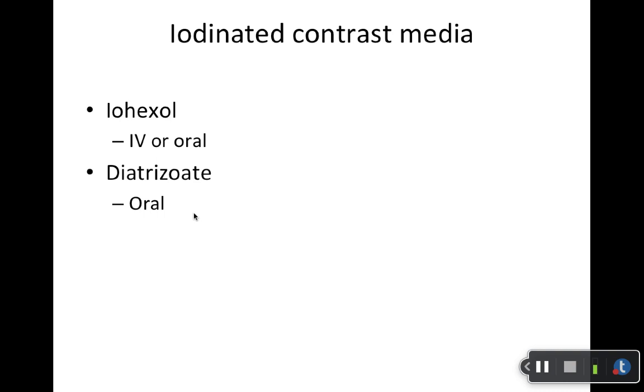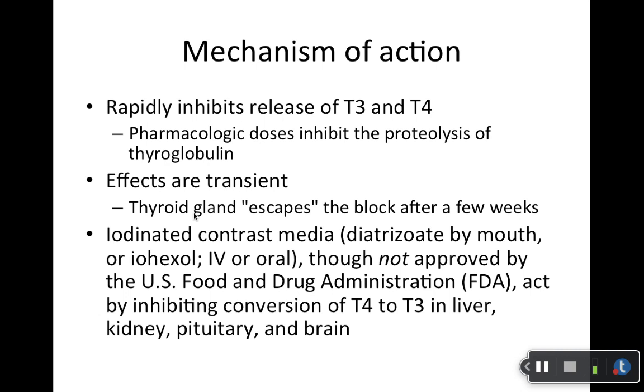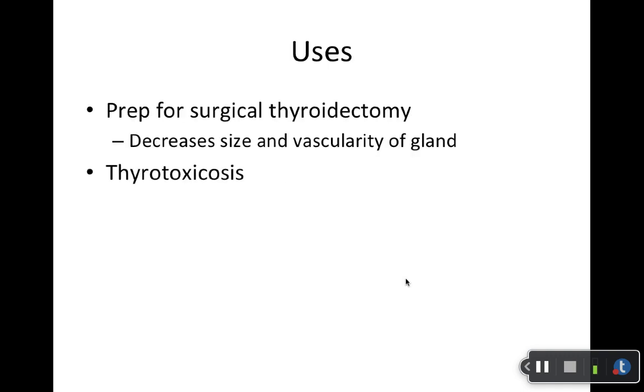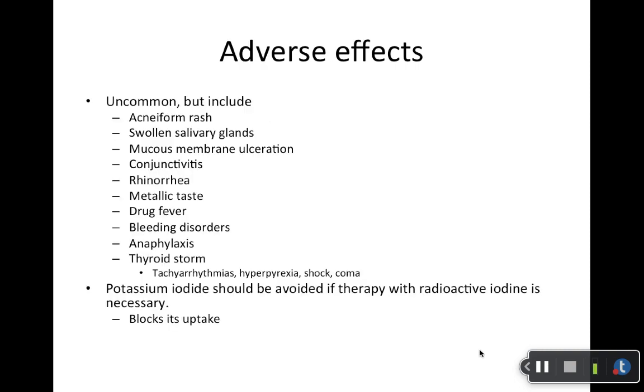Next up, we have the iodinated contrast media, iohexol and diatrizoate, a couple ones there. These rapidly inhibit release of T3 and T4. And I'll let you guys go ahead and read through the rest there. These are used to prepare a person to get their thyroid removed, and then may also be used for hyperthyroidism.